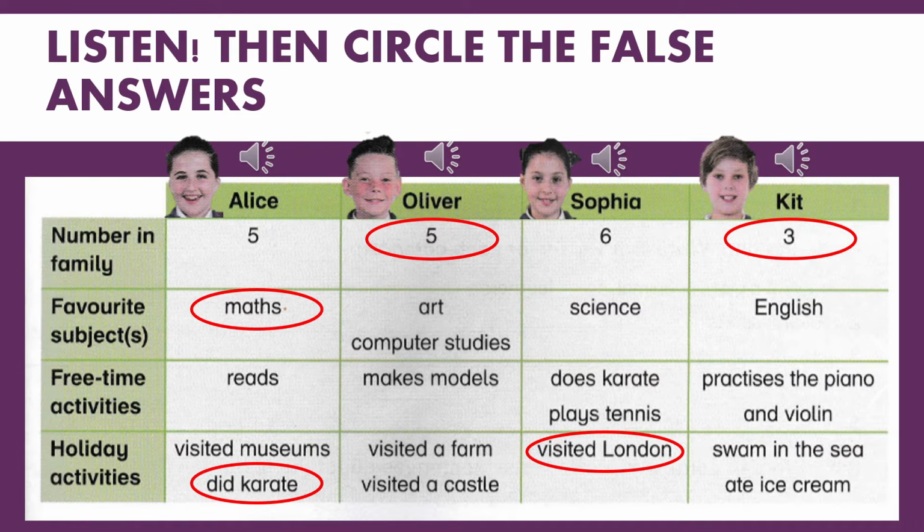Now next false information is his favorite subject. Kit's favorite subject is not English, it is music, and that is why he likes to practice piano and violin during his free time. So these are all the false information provided in this table. Did you manage to find all of them? If so, congratulations and well done.